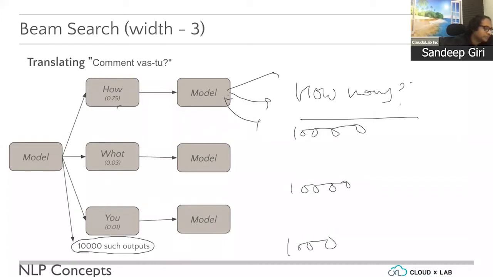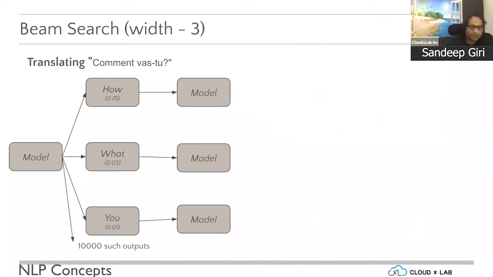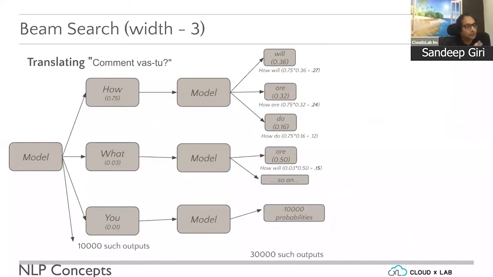So how many total results will there be? 30,000. A question from Domenico is, don't we pick 3 into 3? No, we will pick overall 3 only. I'll explain to you how. Each model is giving 10,000 results, and in total we will have 30,000.